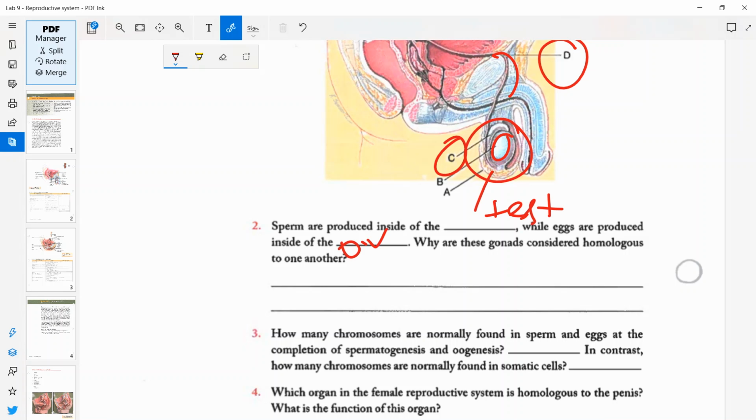These gonads are considered homologous to one another because they originally are essentially the same during the fetal development when the sex is determined. They all start as ovaries, and then as sex is determined, if the fetus becomes a male, then these ovaries are transformed into testes. But essentially they perform the same function.